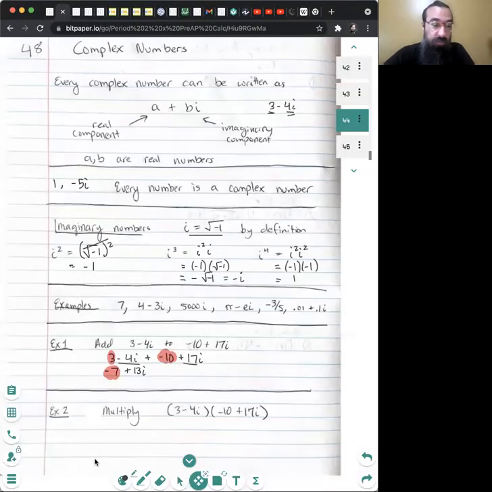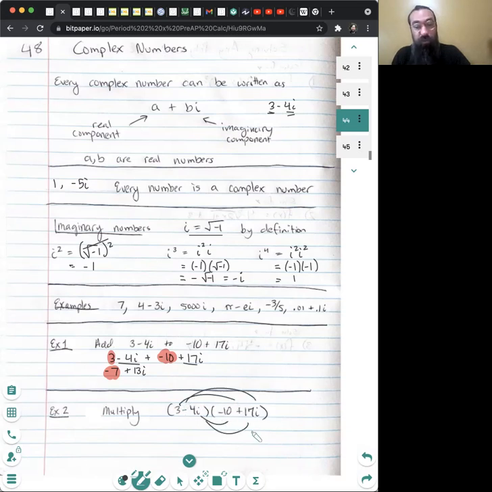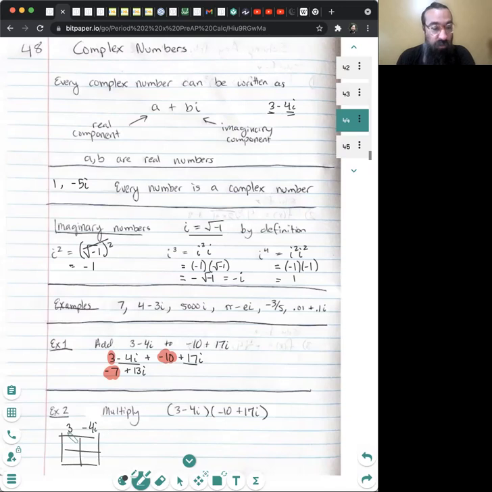Example 2 says to multiply these. You can use whatever method makes sense. You can think about it as really not any different than multiplying x minus 1 times x plus 2. Whatever method you would use for that is fine. So you could use FOIL and do the arrows like this. But I've found that in my later years, I like to stay organized with a nice little box. So I'm going to draw a sloppy box over here and write 3 minus 4i and negative 10 and 17i.